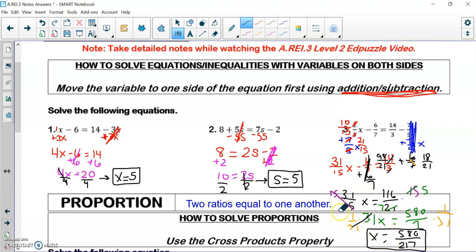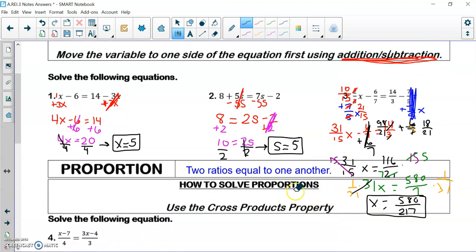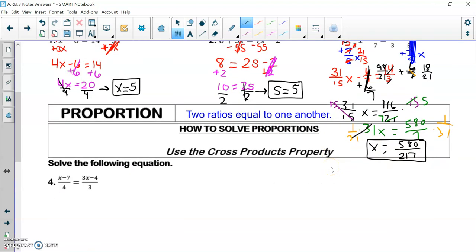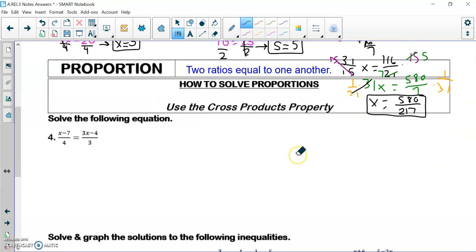All right, so now we're going to learn proportions and how to solve proportions. So proportions are 2 ratios, which ratios are essentially fractions. 2 fractions equal to one another. And how we solve proportions is we use something called the cross products property. What that means is in number 4, this is a proportion because we have a fraction set equal to a fraction.